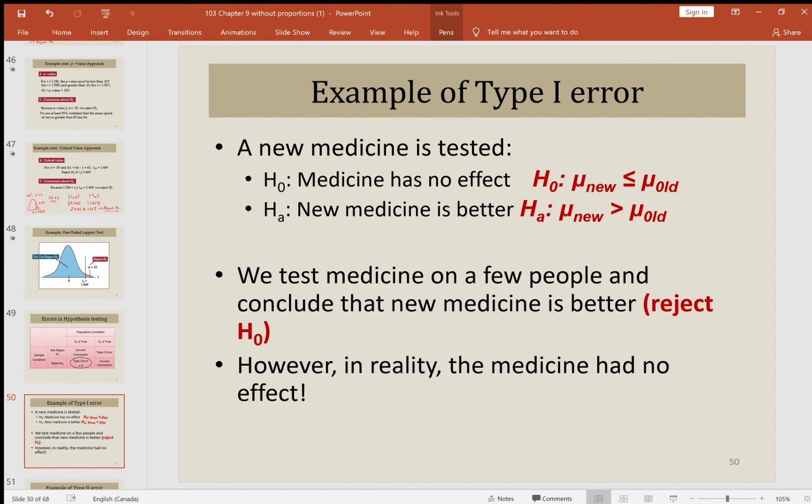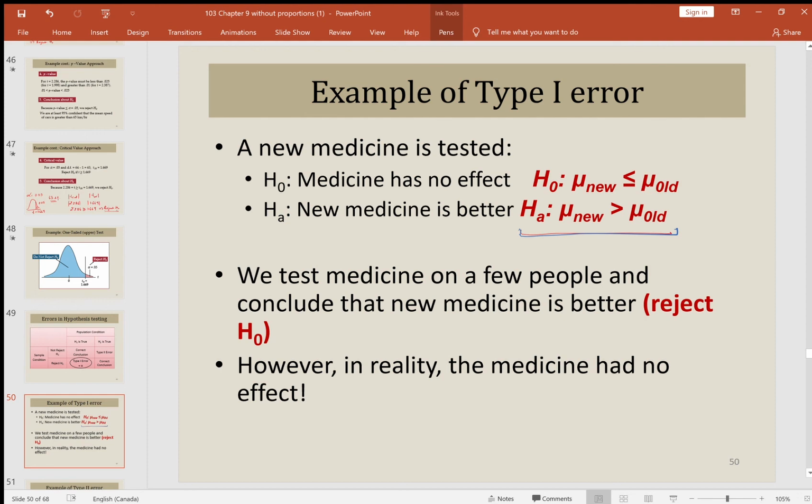But let's say that a company is developing a new medicine, right? Obviously they want the new medicine to be better than the old medicine, right? So the alternate hypothesis is that the new medicine is better than the old medicine, and the null, of course, is that the new is not better than the old medicine. So it's either the same or less than the old medicine, right? Because the alternate is that the new medicine is better than the old medicine.